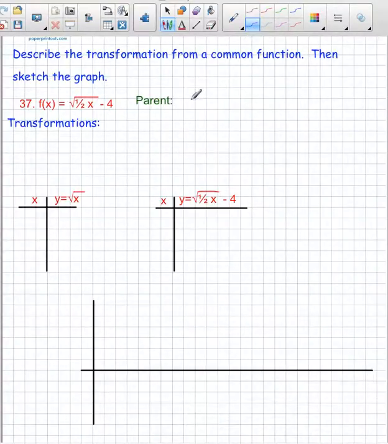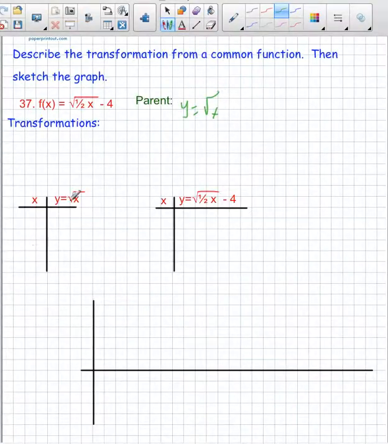To problem number 37 from homework 2.5 day 2. We're asked to sketch the graph of f of x equals the square root of 1 half x minus 4. First thing we're going to do is identify the parent function. The parent function is the square root of x.